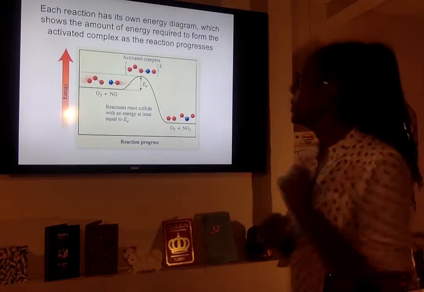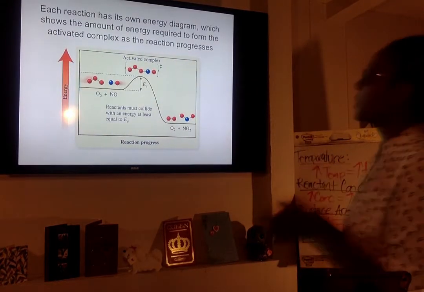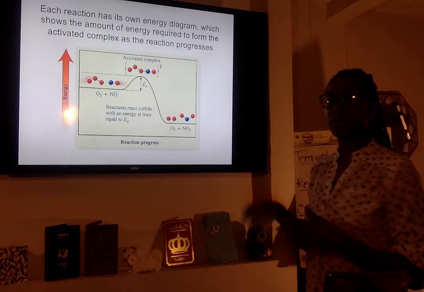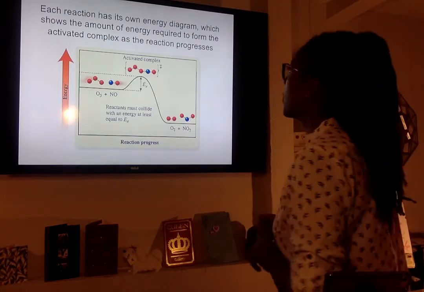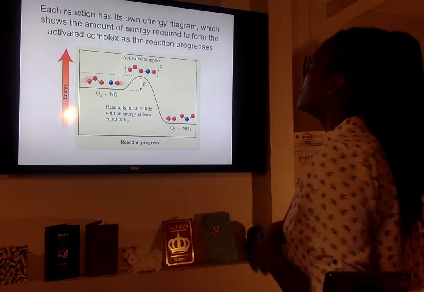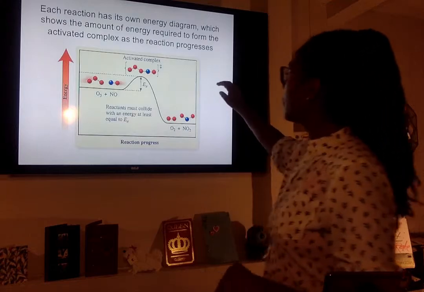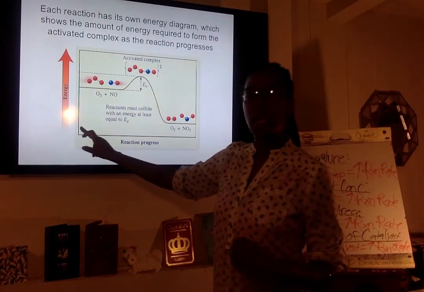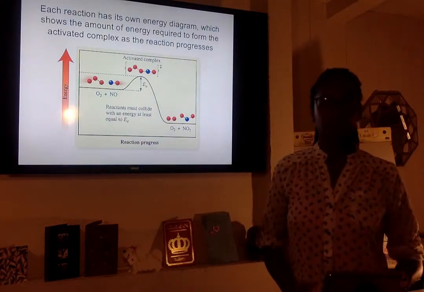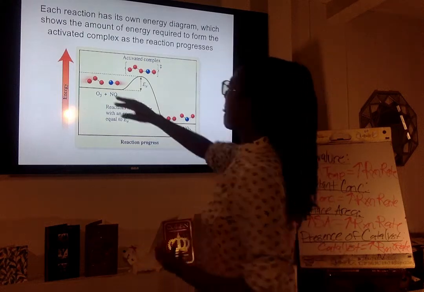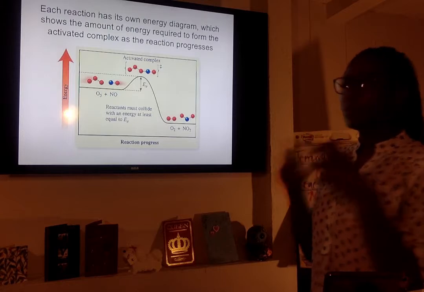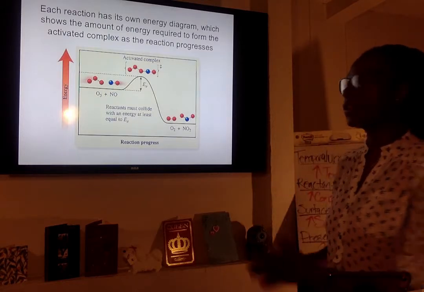Okay, so each reaction has its own energy diagram. Like I said, you need to understand that when you see this, this is what you would call an energy diagram. Each reaction has its own energy diagram, which shows the amount of energy required to form the activated complex as the reaction progresses. So this is how it progresses. That's the x-axis, and the y is the amount of energy that is needed in order for the reaction to actually take place. This activated complex, like I said, is the in-between part before you get from your reactant to your product.